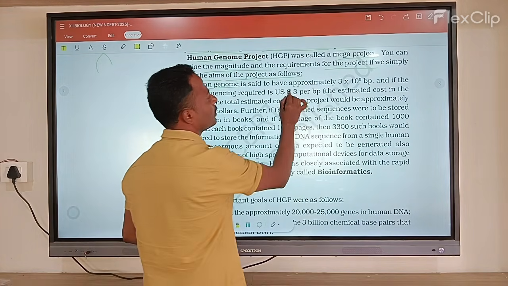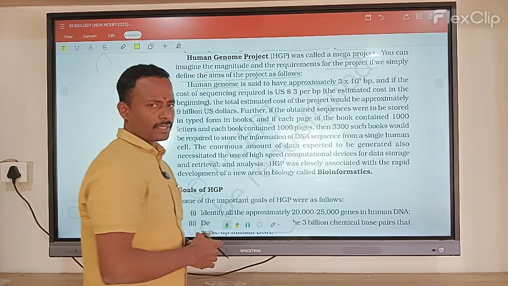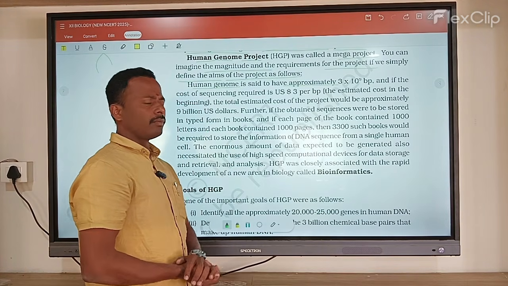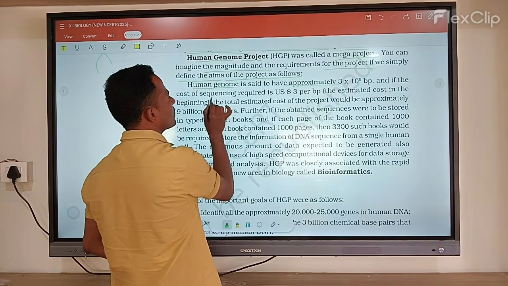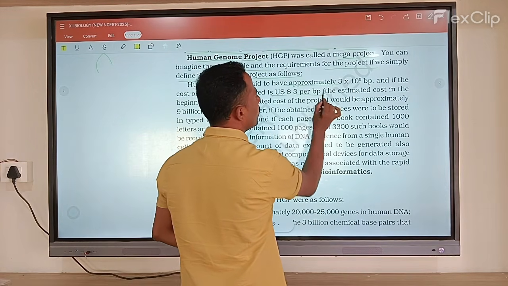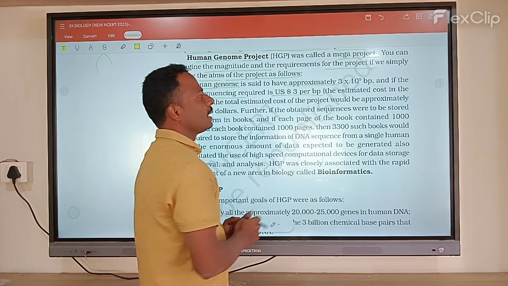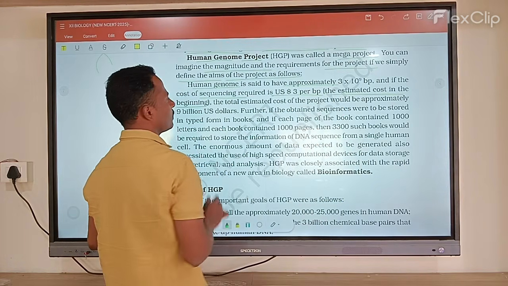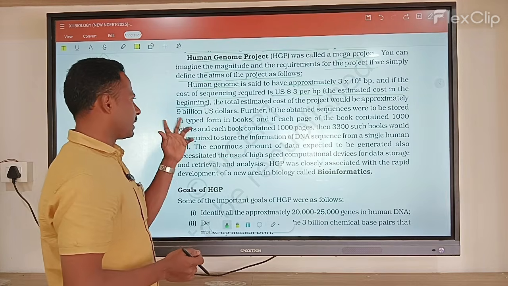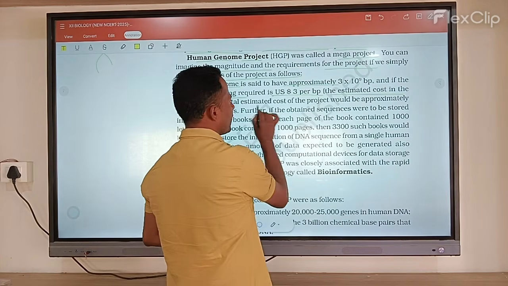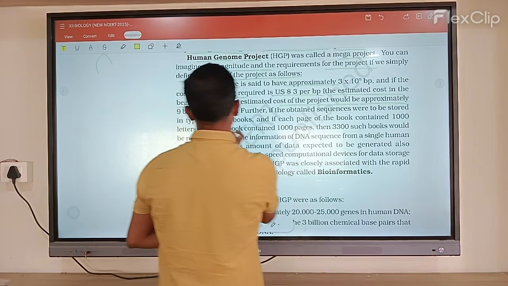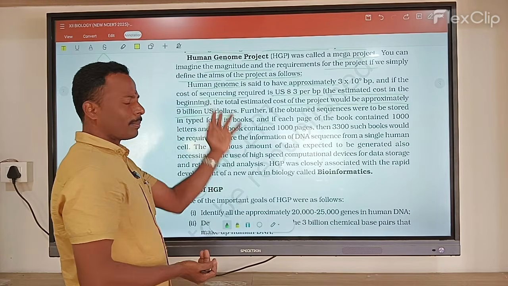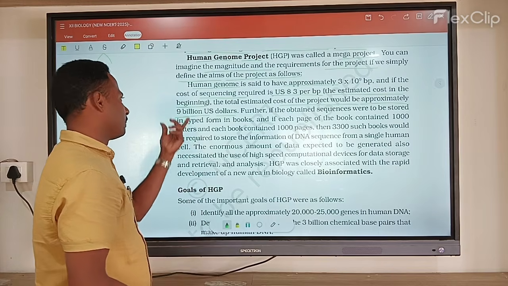The genome is said to have approximately 3 into 10 to the power of 9 base pairs. Already we know how the complete DNA sequence is calculated: 3 into 10 to the power of 9 base pairs. The cost of sequencing was estimated at 3 US dollars per base pair in the beginning. In total, the estimated cost of the project would be approximately 9 billion US dollars.